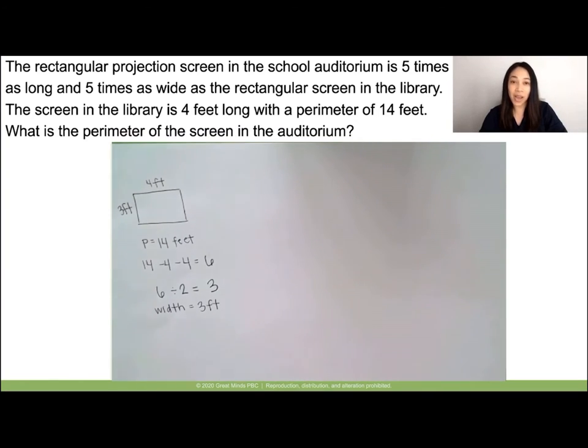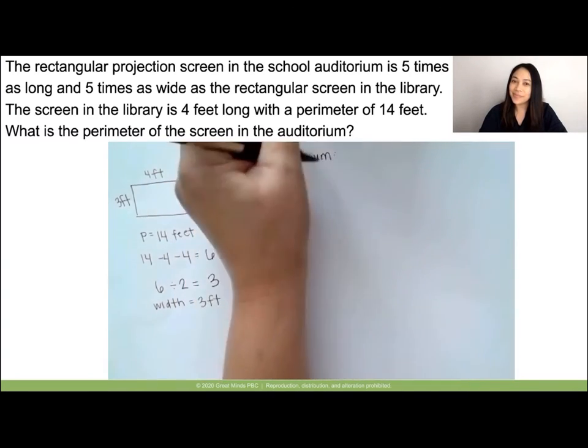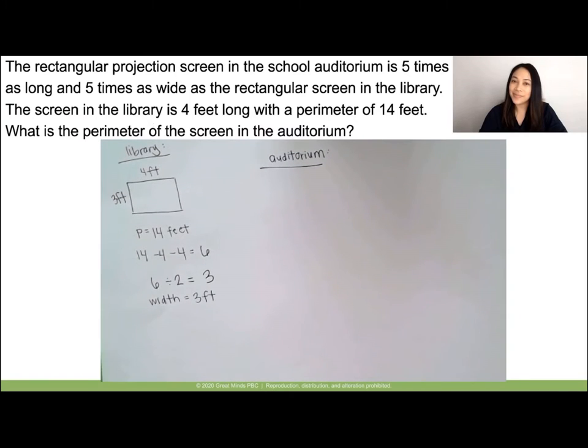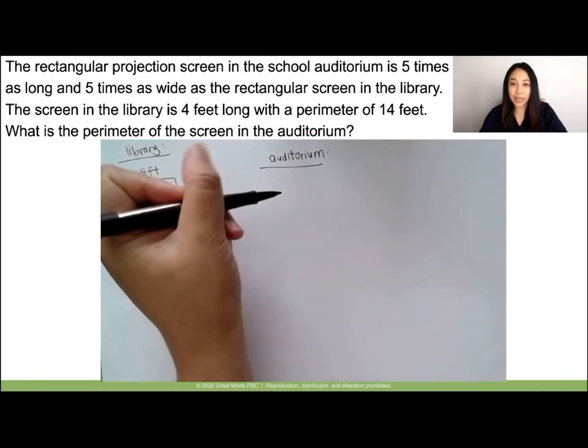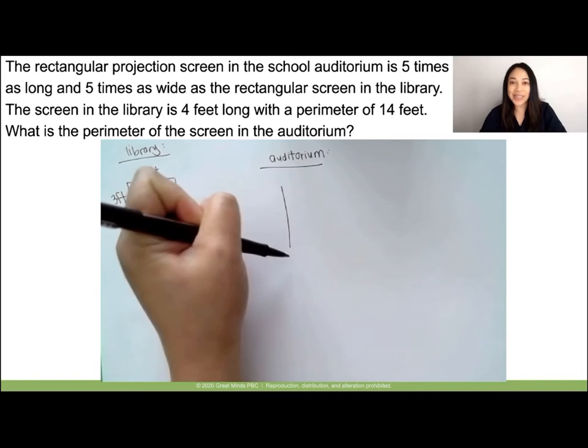We can now draw the auditorium screen. The rectangle is larger. How much larger is the auditorium screen than the library screen? It's 5 times as long and 5 times as wide as the one in the library. How can we indicate this in our drawing? We can take the dimensions of the library screen and multiply both the length and the width by 5. Go ahead and do this now.